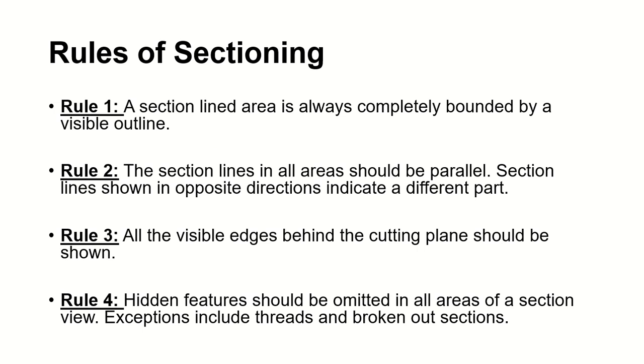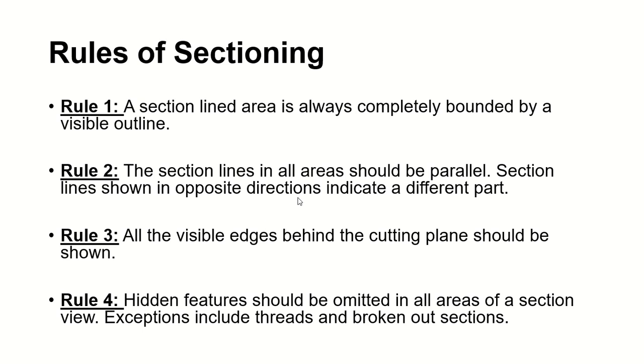Then we get into rules. So rules of sectioning, we have 4 major rules. The very first one is rule 1. A section line area is always completely bounded by a visible line. Meaning we're going to use a visible outline. And I'll show you each one of them when we draw.